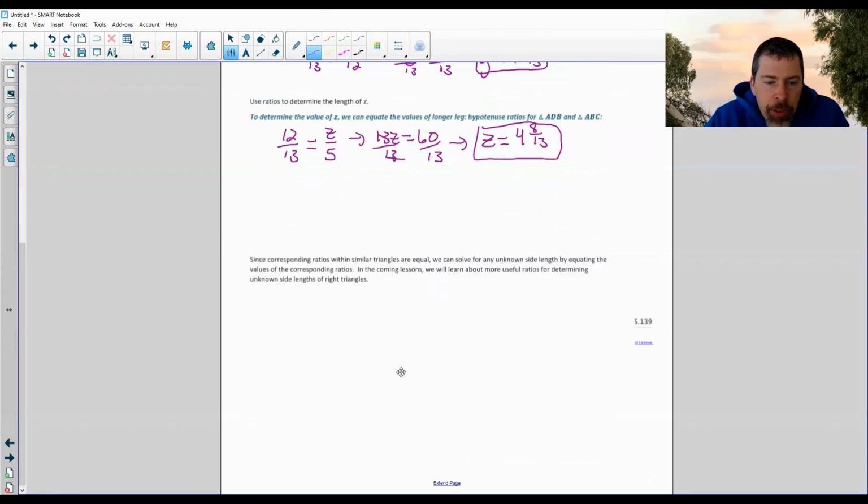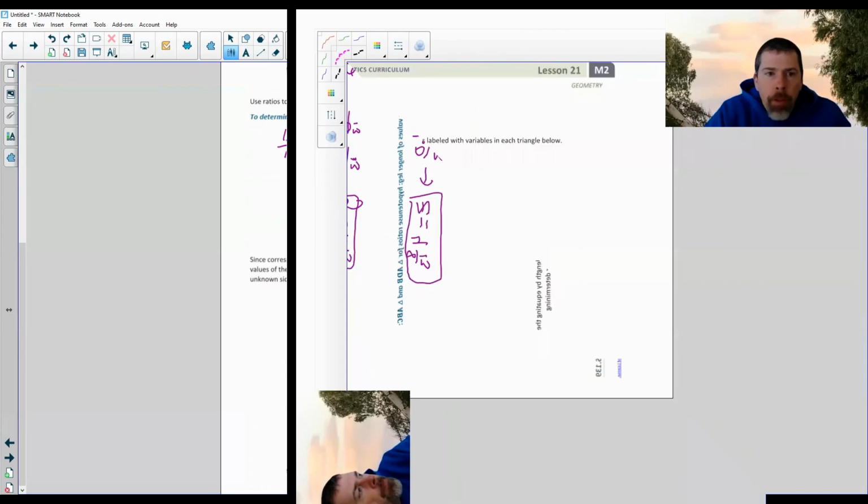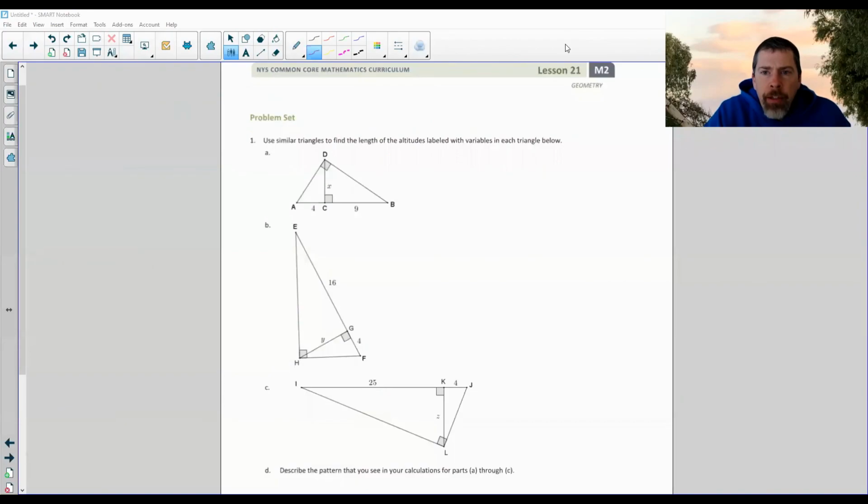Okay, so finishing up this page, it says, since corresponding ratios within similar triangles are equal, we can solve for any unknown side length by equating the values of the corresponding ratios. In the coming lessons, we will learn about more useful ratios for determining unknown side lengths of right triangles. Page 6 brings us to the end of lesson 21. Go to your problem set.